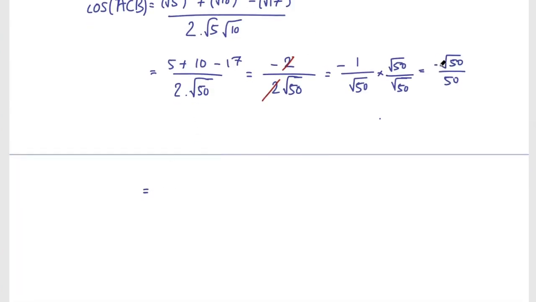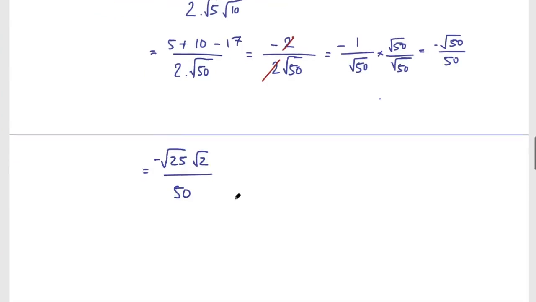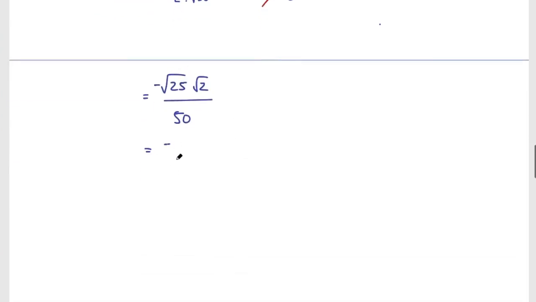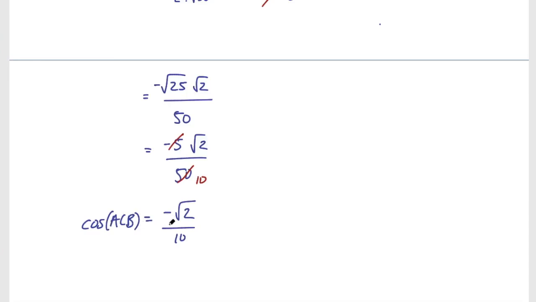So I can break the square root of 50 up into the square root of 25 times the square root of 2, over 50. The square root of 25 is 5, so I've got minus 5 root 2 on the top line, and 50 on the bottom line. And then we can cancel the 5. If I divide 50 by 5, I end up with 10. So this becomes negative square root 2 over 10. So the cosine of angle ACB equals negative square root 2 over 10 in its simplest form.